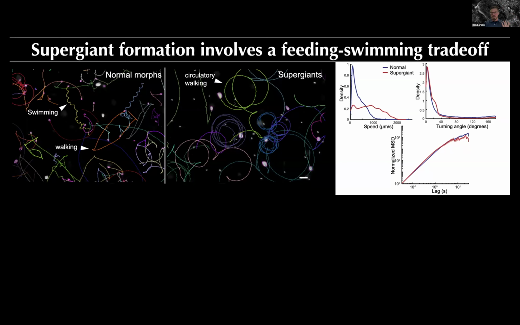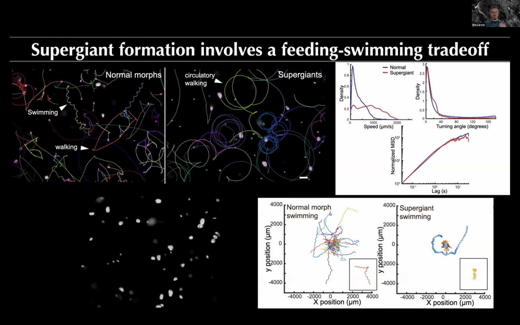With these supergiants, quite noticeably, they tend to exhibit these circulatory walking movement patterns. These are just some quantifications over here of different aspects of cell movement. The supergiants in red here, they're moving faster. They have this characteristic angle that they're circulating when they're walking. But one thing that we noticed importantly is that I almost never saw them swimming spontaneously. And I wondered perhaps if there was some sort of phenotypic trade-off where they have this rapid movement on surfaces, predatorily feeding, but perhaps they're limited in their ability to swim.